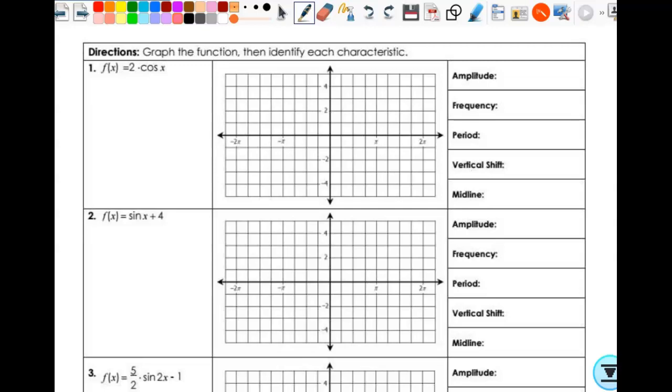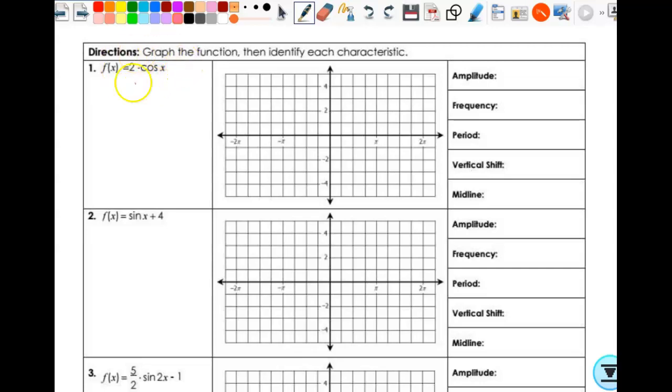All right, so we are going to graph. This says graph the function and identify each characteristic. Really what we need to do is identify the characteristics in order to graph. So the identifying the characteristics part is what we did yesterday, so we should be able to handle that.